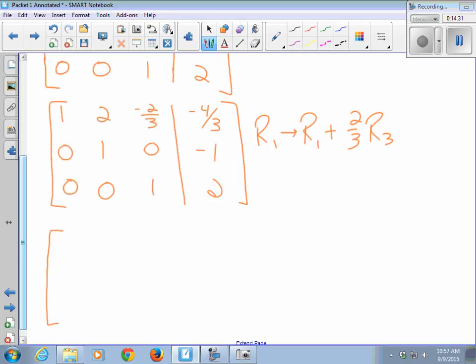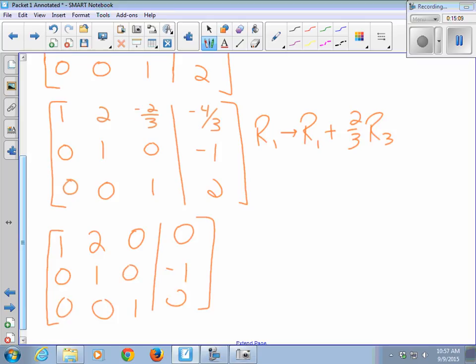Okay, so row 1 is itself plus 2/3 row 3. So that's going to stay a 1. That's going to stay a 2, because 2/3 times 0 is still 0. Okay, 2/3 times 1 is 2/3 plus negative 2/3 is 0. 2/3 times 2 is 4/3. 4/3 plus negative 4/3 is 0. All the fractions are gone. That's nice. Okay, the other rows don't change: 0, 1, 0, -1, and 0, 0, 1, 2.